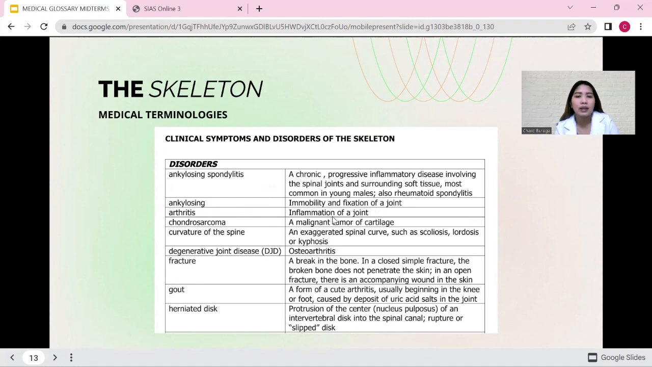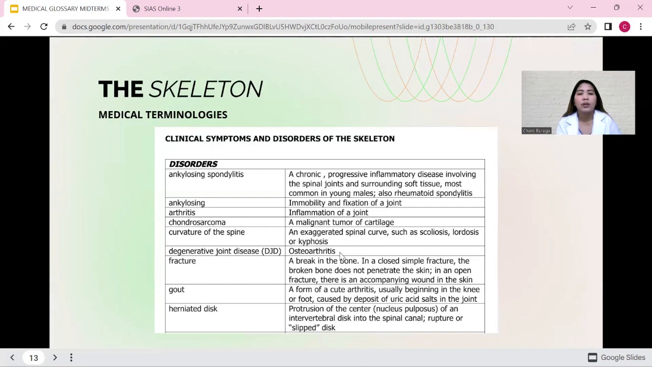Arthritis, it is the inflammation of a joint. The chondrosarcoma, a malignant tumor of what? In the cartilage, tumor sa cartilage. Curvature of the spine, an exaggerated spinal curve such as scoliosis, lordosis, and kyphosis. So, yan, kung meron kang scoliosis sa likod, nakalaging naka-slouch, that is scoliosis, lordosis, and kyphosis. Degenerative joint disease, ito yung osteoarthritis. Yan yung sakit ng mga matatanda, osteoarthritis. It is a degenerative joint disease.